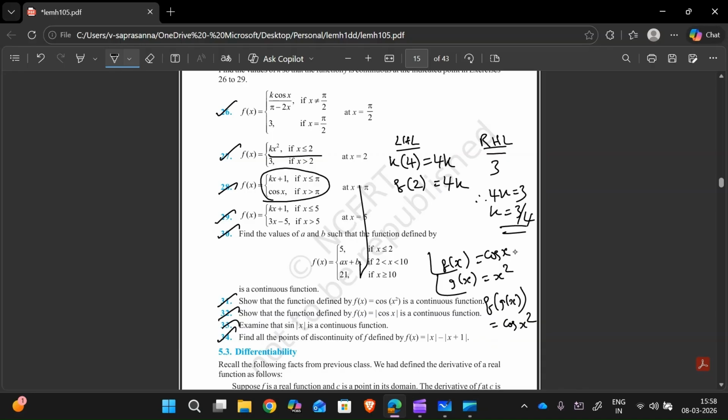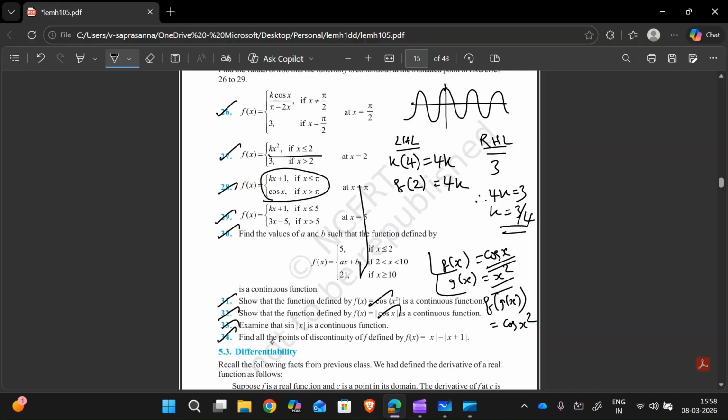Cos x is continuous definitely, because the graph of cos x will go like this, right? This is the cos x graph. It is breaking nowhere. And x square is also continuous, which is a polynomial function. Done. Mod of cos x, similar to that. Take one function as cos x, one function as mod x. Mod x is continuous, cos x is continuous. This is continuous too.